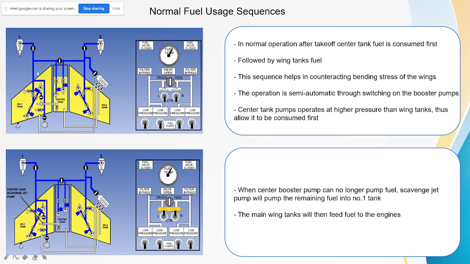Usually the bending stress here refers to the location at the inner wings near the fuselage, where the highest bending occurs. The operation is semi-automatic through the switching on of the booster pumps. The tank consumption sequence will be operated semi-automatically. So when the center tank booster pump operates at higher pressure than the wing tanks, it will allow the center tank to be consumed first.